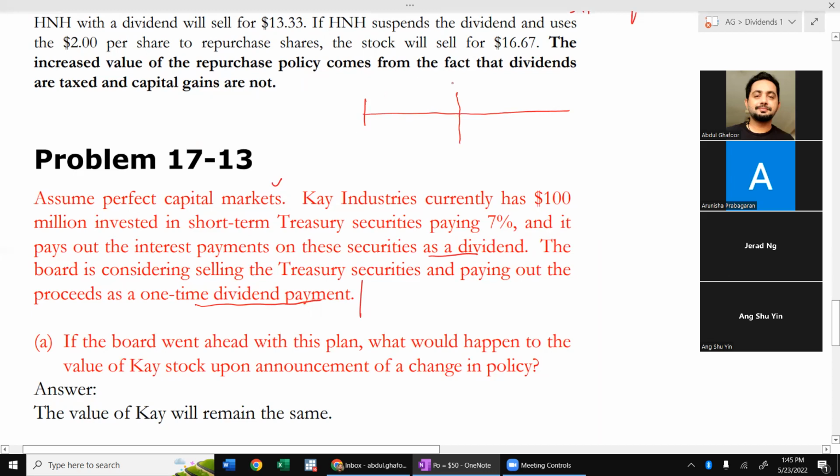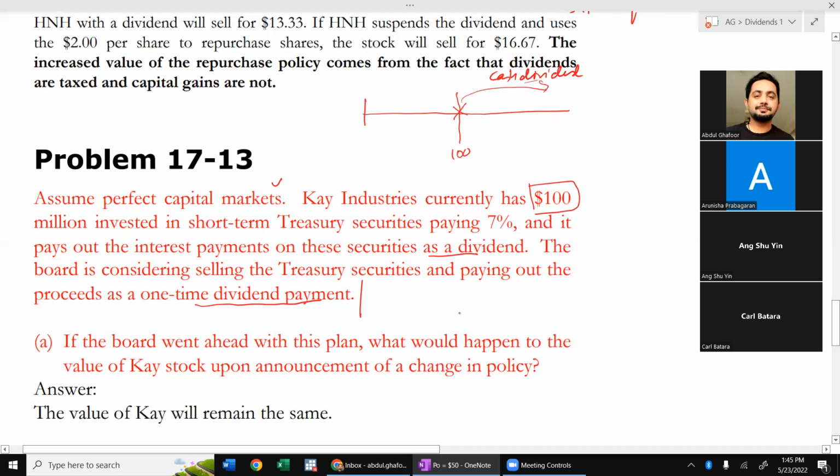So now you want to sell this 100 million, and whatever the proceeds are, you are going to distribute that as a one-time dividend. Okay, so it means whatever the proceeds are, you are going to sell it and distribute it as a one-time cash dividend. So let's see what the question is asking. If the board went ahead with this plan, meaning cash dividend, what would happen to the value of the K stock upon announcement of a change in policy?